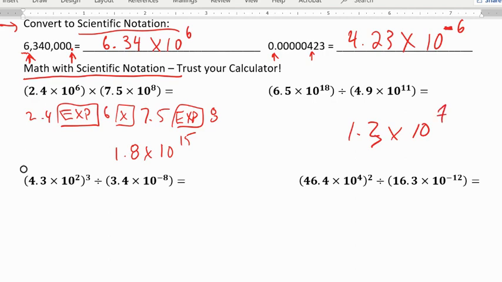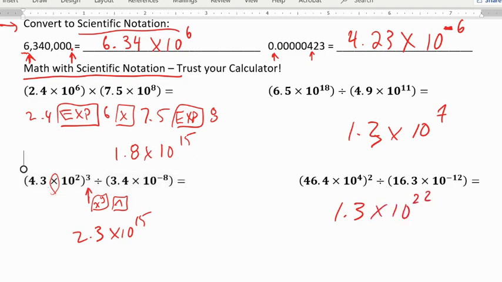Okay, this last one down here is a little special, a little more difficult. This is where we type 4.3 times 10 to the power of 2. And then we'd have to use our exponent button. Your exponent button might look like x to the power of y, or it might look like a little hat. That's different than times 10 to the power of. So give that a try, and the answer that you should yield is 2.3 times 10 to the 15. And for this last example on the bottom right of your page, if you plug that through, you should end up with 1.3 times 10 to the 22.